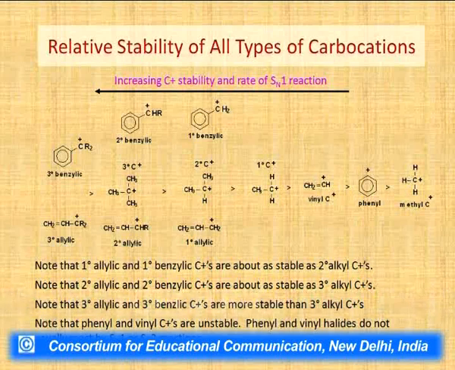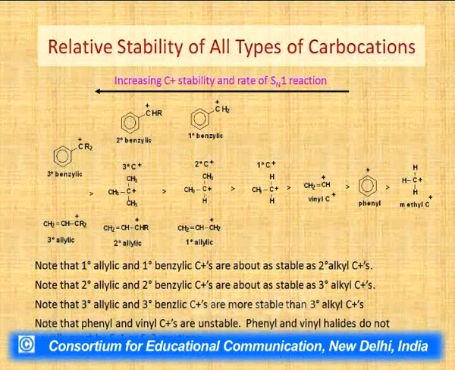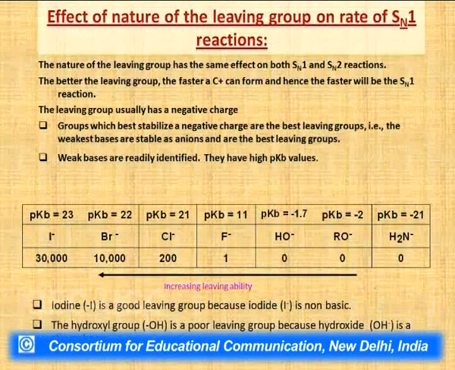Here the important points are: 1 degree allylic and 1 degree benzylic carbocations are about as stable as 2 degree alkyl carbocations. 2 degree allylic and 2 degree benzylic carbocations are about as stable as 3 degree alkyl carbocations. 3 degree allylic and 3 degree benzylic carbocations are more stable than 3 degree alkyl carbocations. Phenyl and vinyl carbocations are unstable. Hence, they do not undergo SN1 and SN2 reactions.